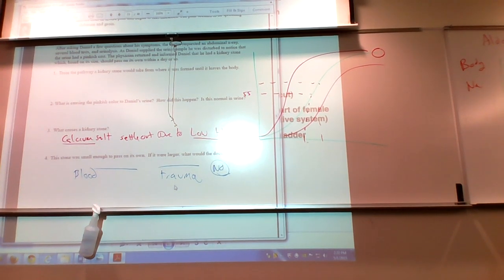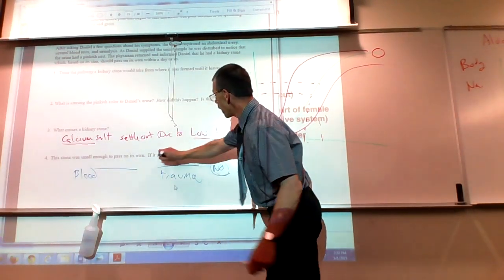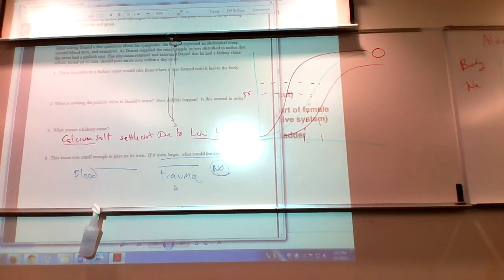Aren't they more common in men? Men complain about it more. Shocking. It's hard to say if it really is more common or men just scream about it more. So, what if it's too big to pass? What do doctors do? Surgery. Surgery, or break them up with ultrasound, lithotripsy. They have to smash the rock to get it out. Otherwise, you'll be in pain the rest of your life.